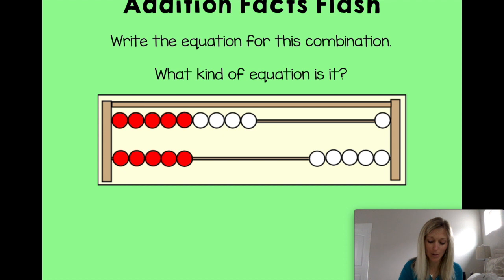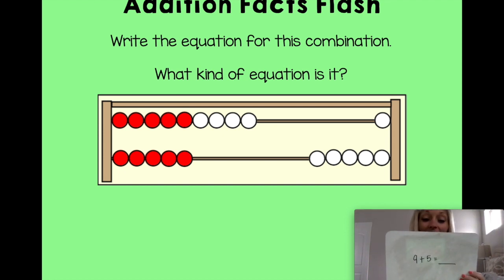Oh, good job. Okay, look on the top row. How many do you see? Look on the bottom row. How many do you see on the bottom? Okay, so does your equation look like this? 9 plus 5 equals? How can I use an addition strategy to help me?